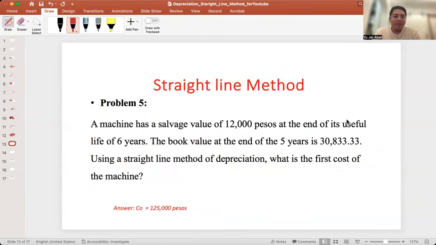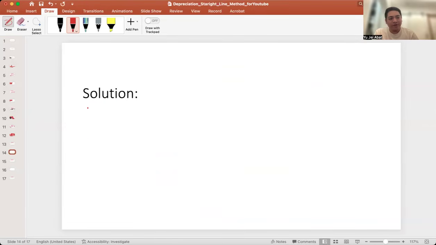For problem number 5, a machine has a salvage value of 12,000 pesos at the end of its useful life of 6 years. The book value at the end of 5 years is 30,833.33. Using straight line, what is the first cost of the machine? So now we are asked to find the first cost. So we have two formulas wherein the first cost appears.